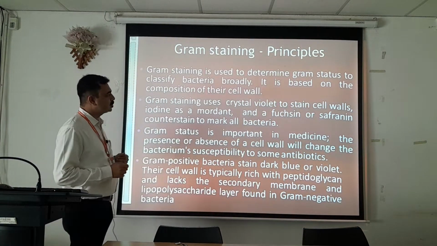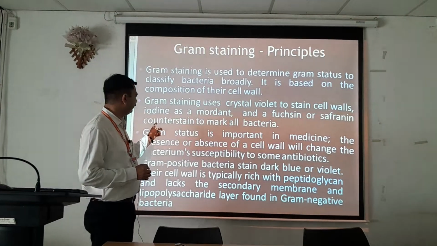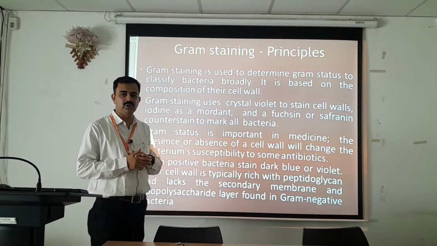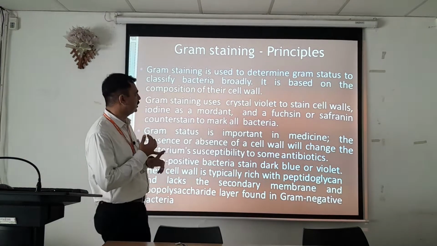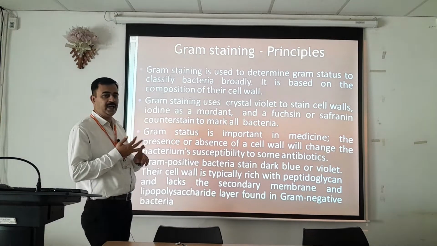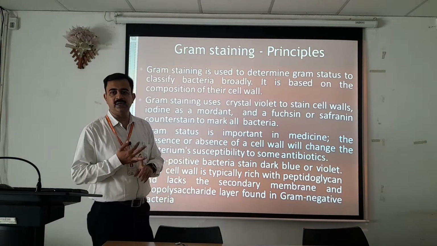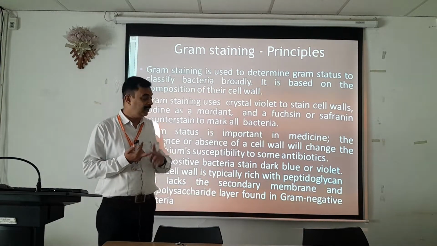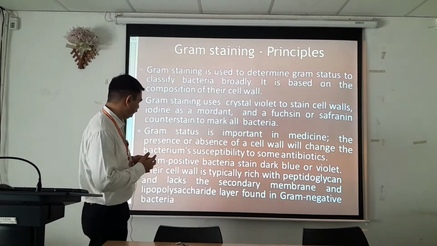Gram staining uses crystal violet to stain cell walls, iodine as a mordant, and fuchsin and safranin as counterstain to mark all the bacteria. So there are 4 different types of stains that are being used in this technique. One is crystal violet, second iodine as a mordant, third the decolorizer, that is alcohol, and ultimately safranin, which is helpful as a counter stain.